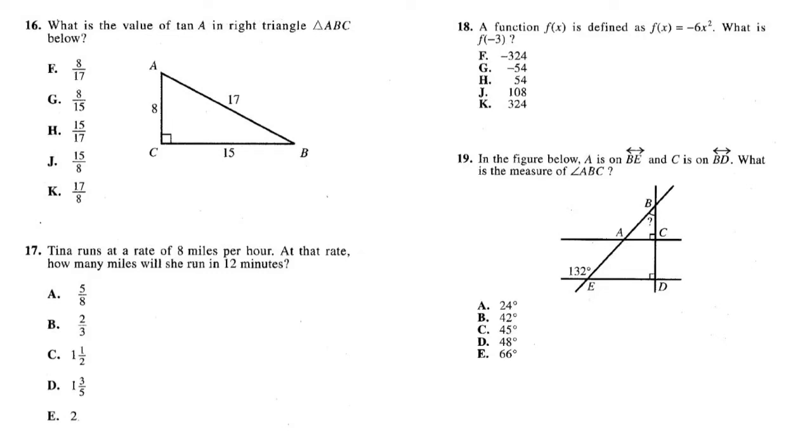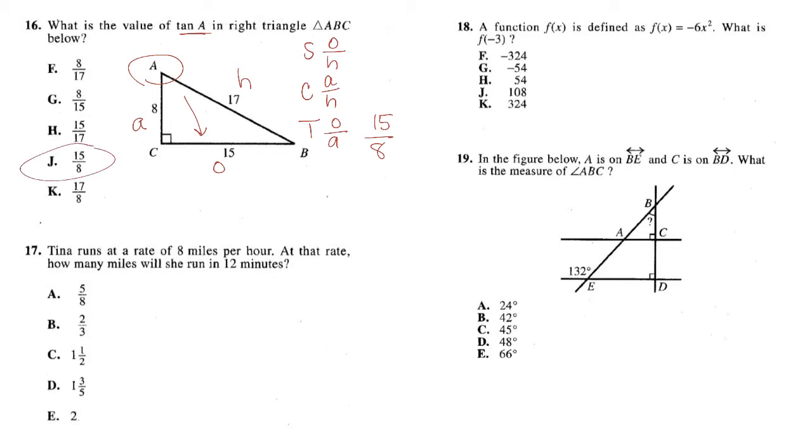Okay, number 16, you're looking at the value for tangent of angle A. So if we're looking at angle A, this side would be opposite. This side here is adjacent, and this is your hypotenuse. And a quick review of your trig functions. Sine is going to be opposite over hypotenuse. Cosine is adjacent over hypotenuse. And tangent is opposite over adjacent. So for tangent of angle A, opposite would be 15 and adjacent would be 8. So that means we have answer choice J.